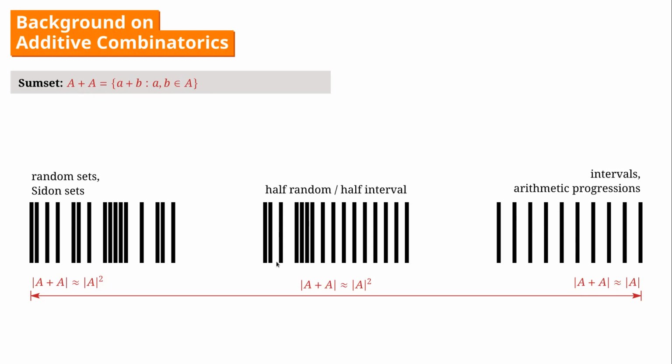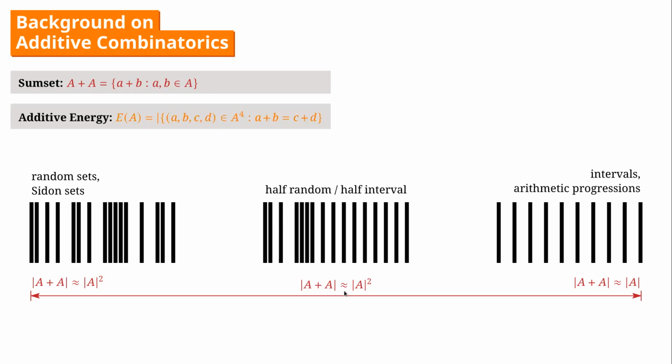So what happens in the intermediate case? Well, if you have a set which is half random and half an interval, what will happen is just that the random half will dominate the set size. Whenever you pick 2 elements a and b from the random half, they will generate roughly quadratically many sums. So even for the half random, half interval case, the size of the sum set is roughly quadratic.